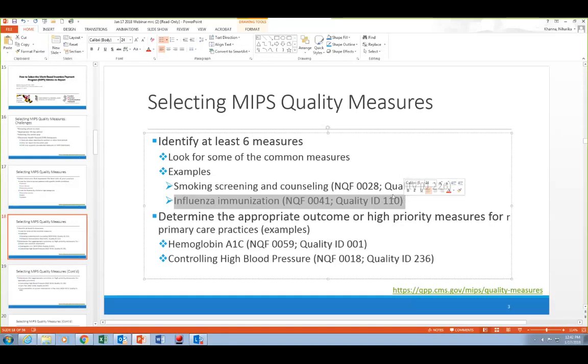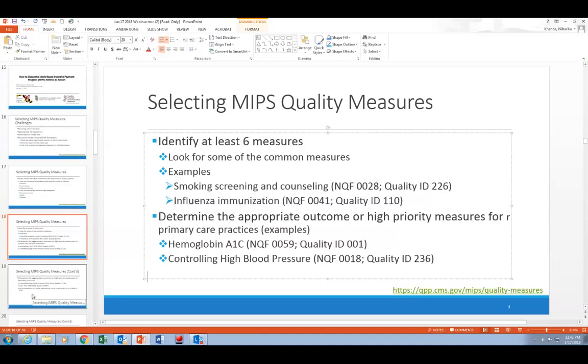You also want to think about high priority measures for primary care practices, such as hemoglobin A1C, which is NQF 0059, controlling high blood pressure, which is NQF 0018. These are common metrics, and chances are that you have been paying attention to these over time, and these are usually the ones that you should pick.